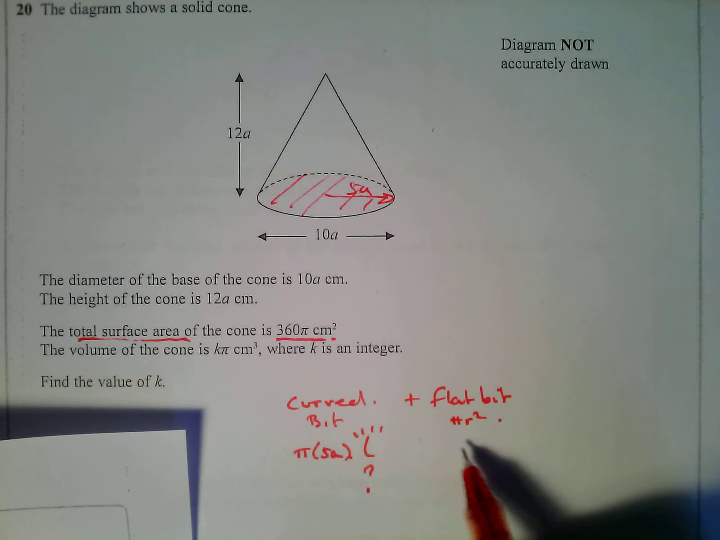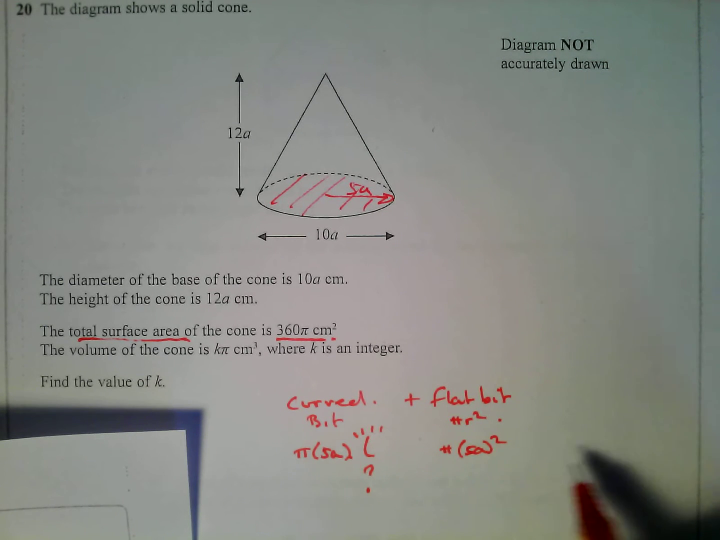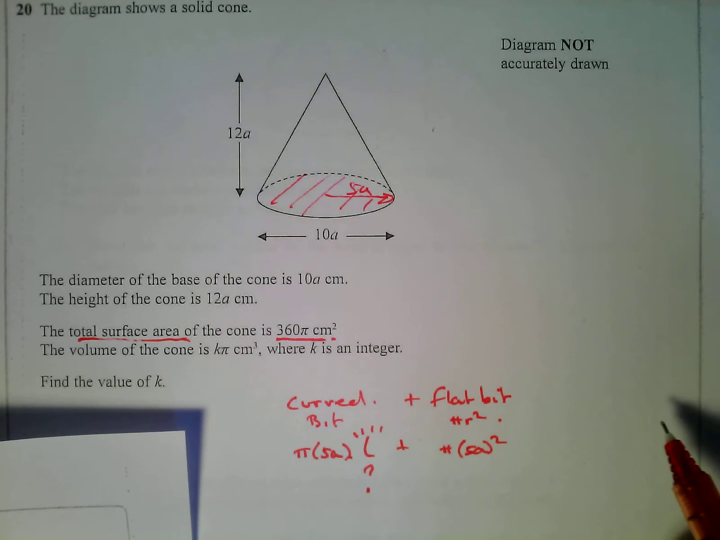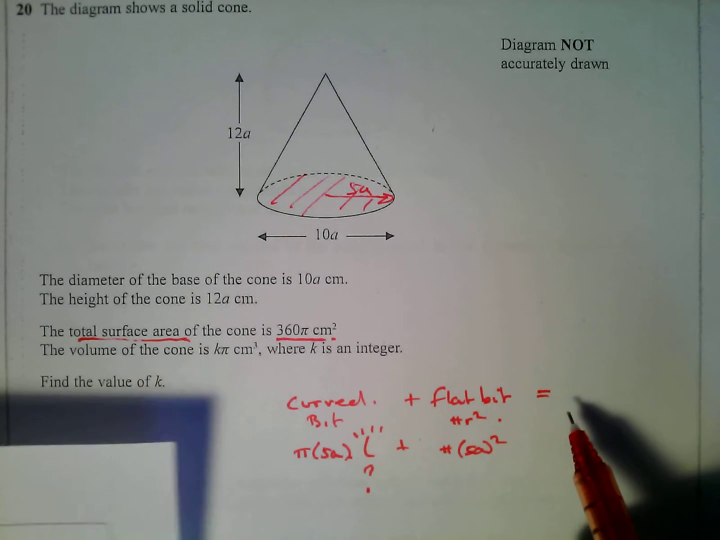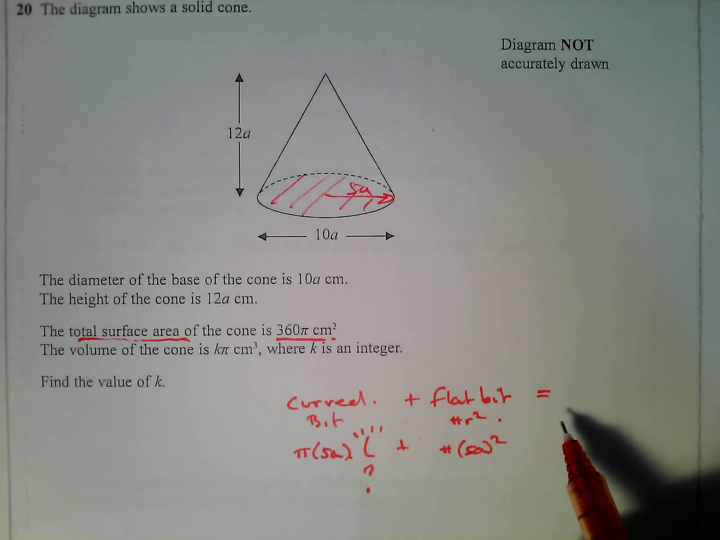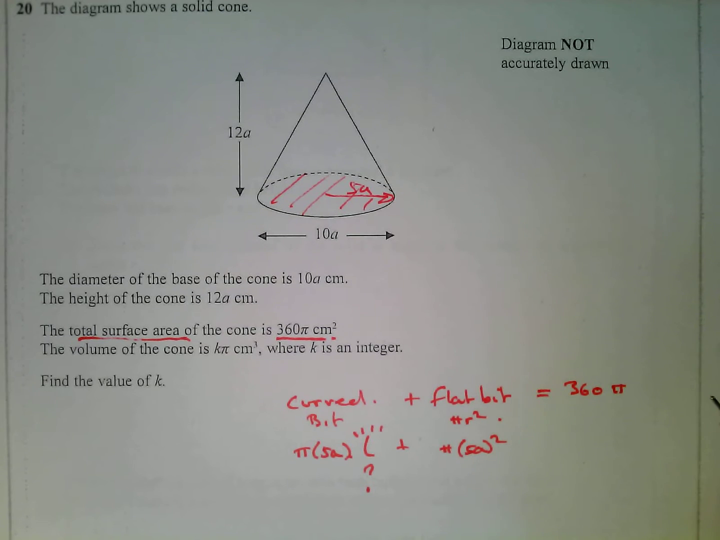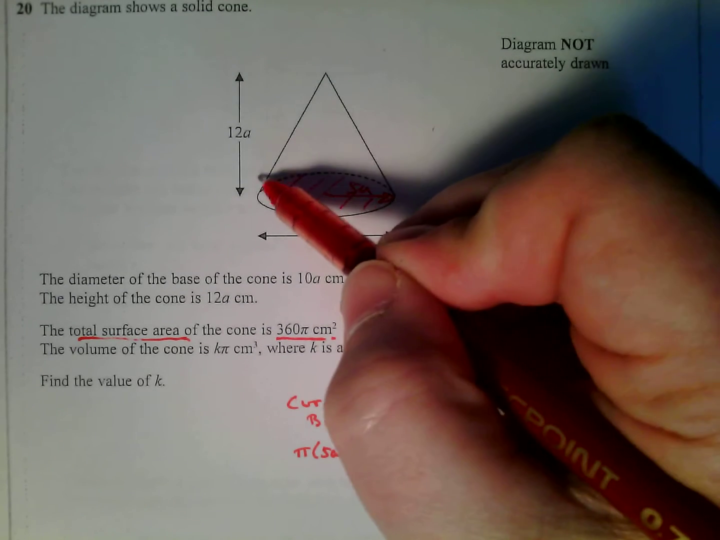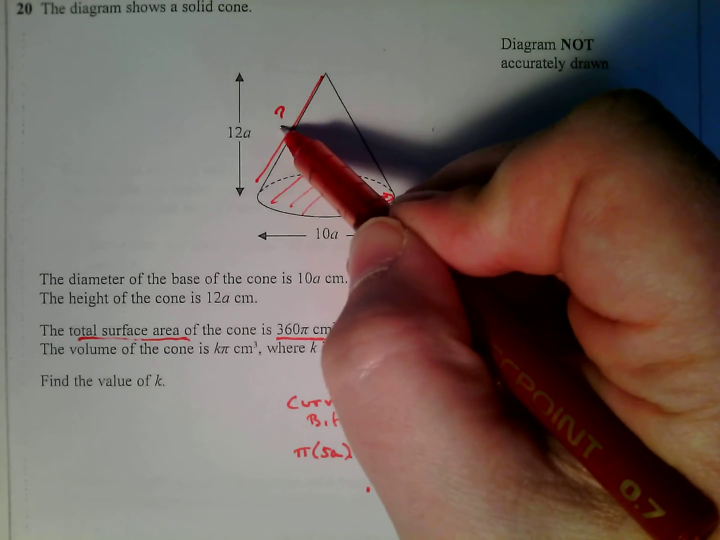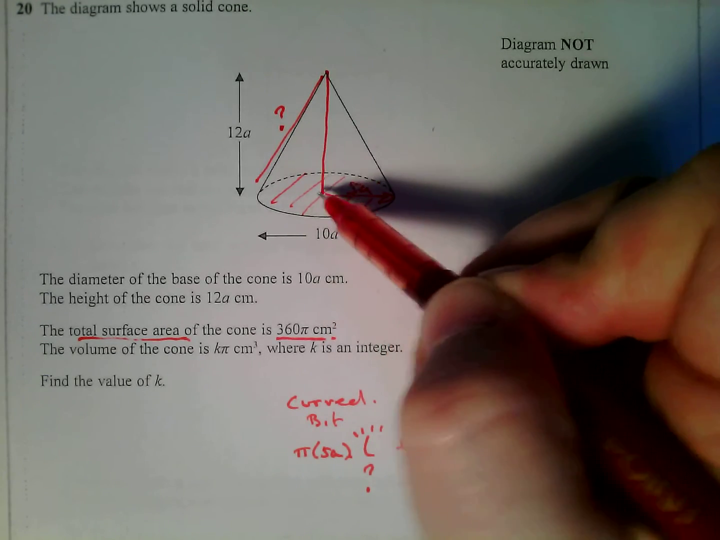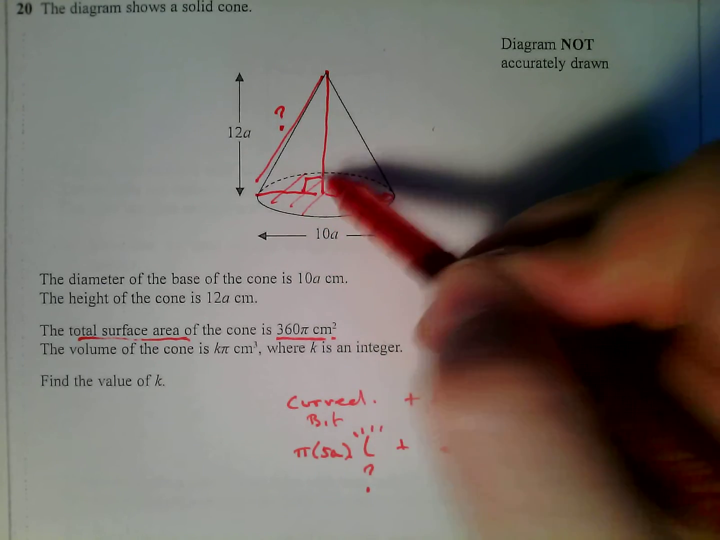Okay. Then we've got a flat bit at the bottom, which is this bit here. And that's given to you by pi r squared, area of a circle. So that would be pi times 5a squared. Important to use the brackets here, so we'll square the 5 as well. Okay, and that's all supposed to be equal in our question to 360 pi.